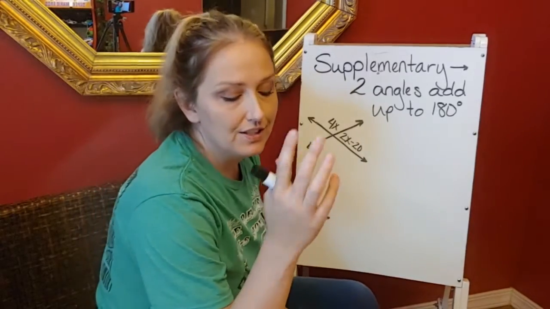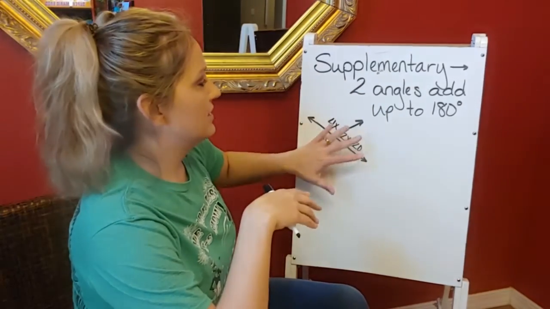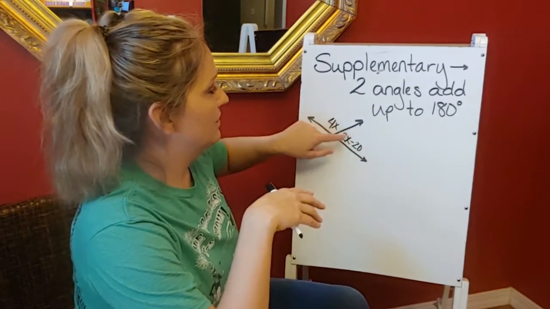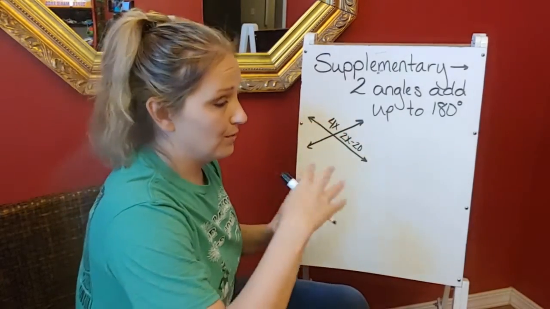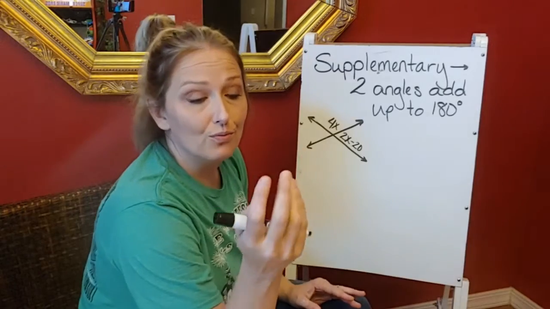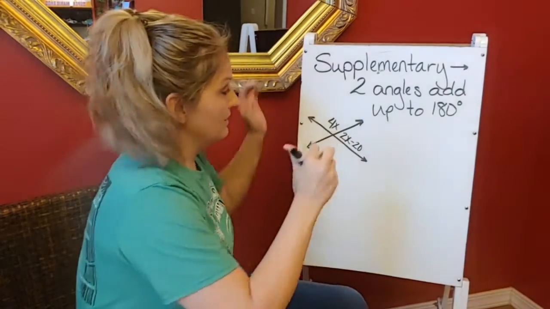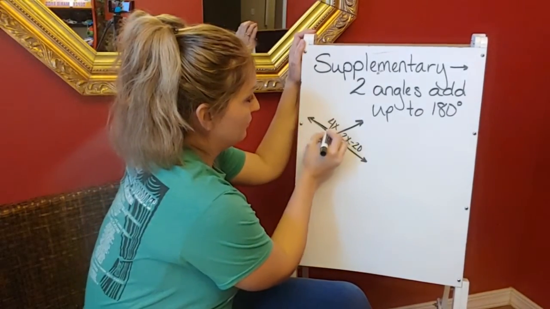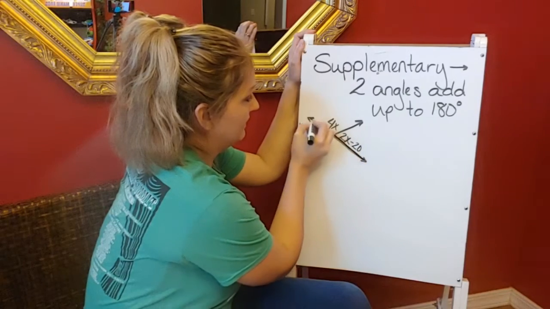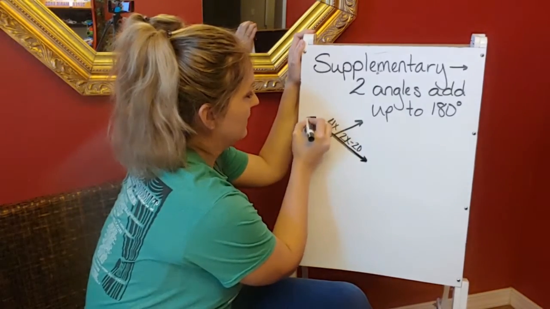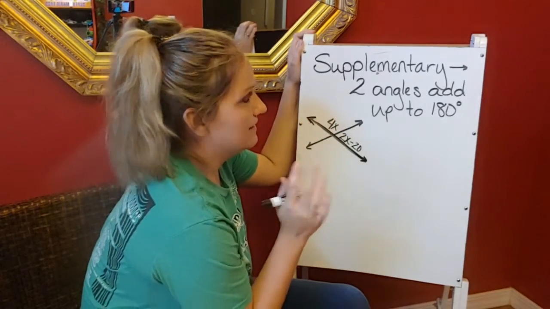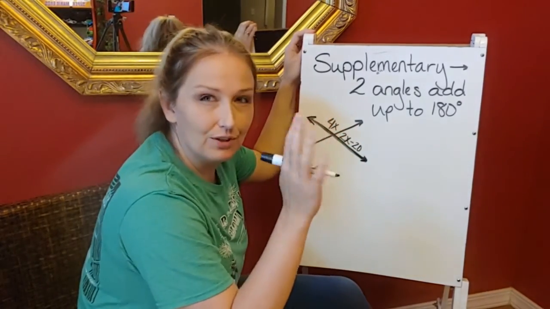Okay, I told you in yesterday's AMI, whenever we had those intersecting lines and we had those two adjacent angles, that we would talk a little bit more about it today. So the word that we use for those, and I told you yesterday that those form a straight line right there. That's a straight line, and it equals 180 degrees. Supplementary is the word that we use for that.